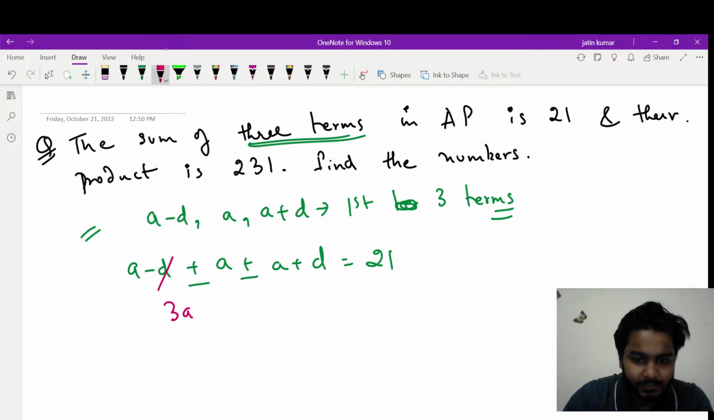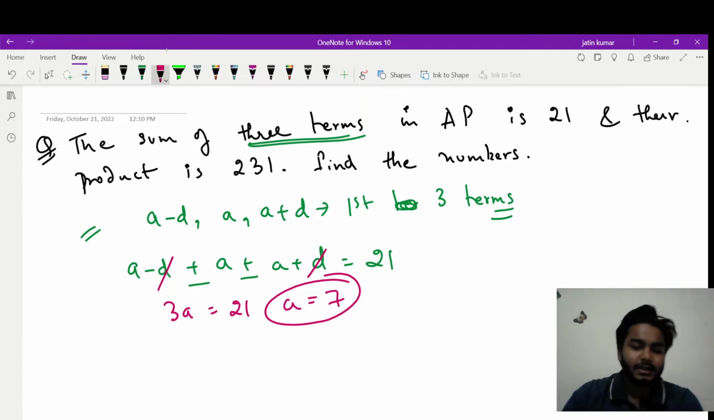3a, and d will get cancelled, so 3a will be 21. So you have got the value of a as 7. Now we have got the value of a as 7, so now we will find d. Now how will we find d? By using the product.